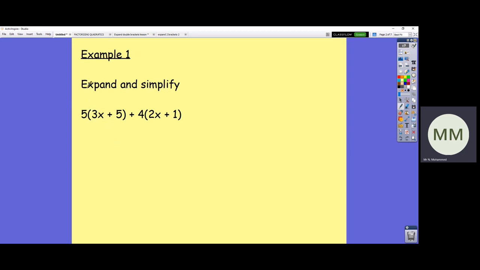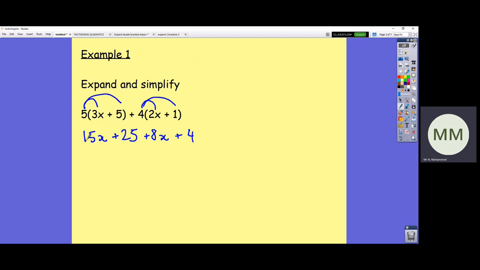So let's begin with this. Expand and simplify. So I expand the first bracket, then I expand the second bracket, and I'm going to go downwards, and then I will simplify. So I do 5 times 3x gives me 15x. 5 times 5 gives me 25. Then I move on to the second bracket. 4, and it's a positive 4 times 2x gives me 8x. 4 times the positive 1 gives me a plus 4.